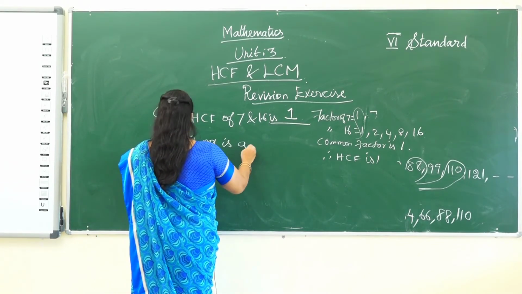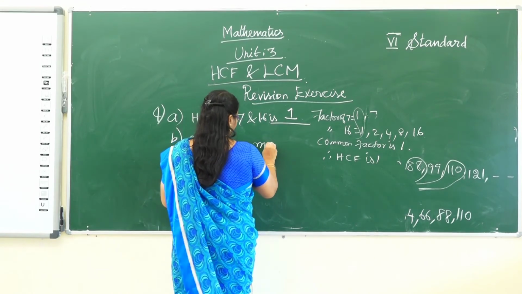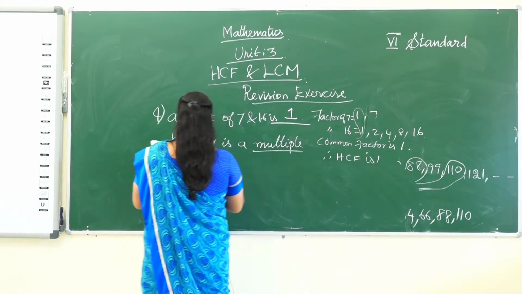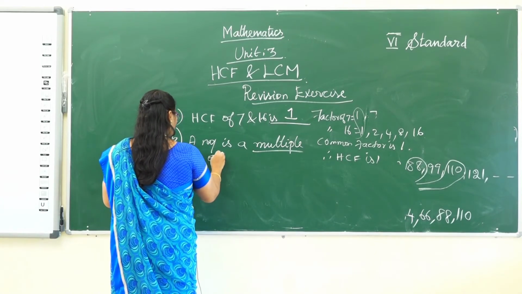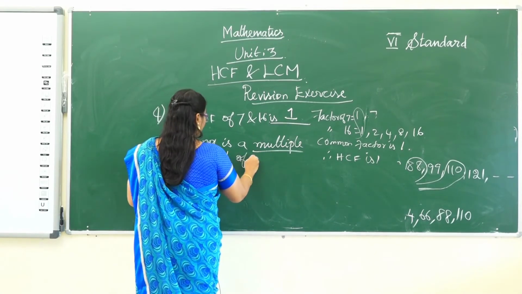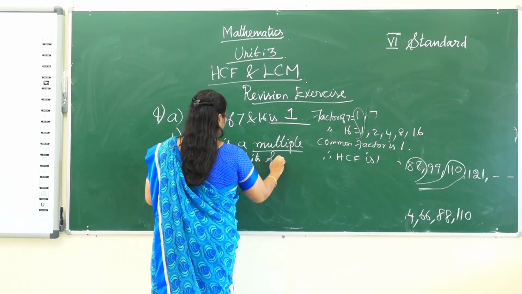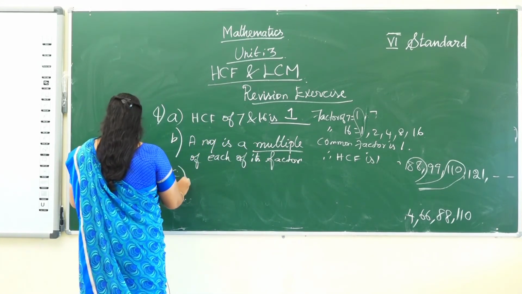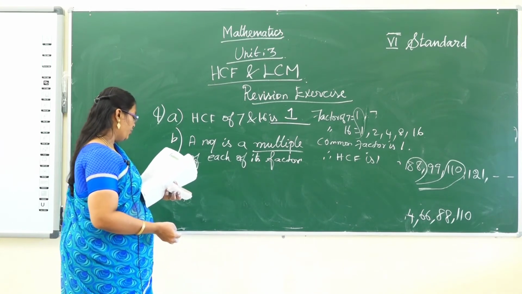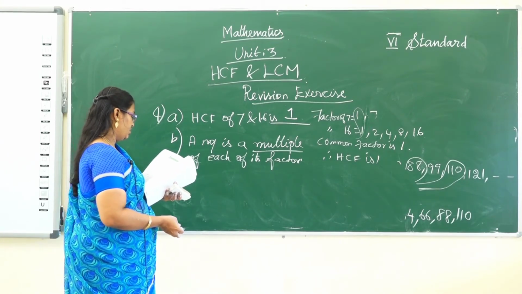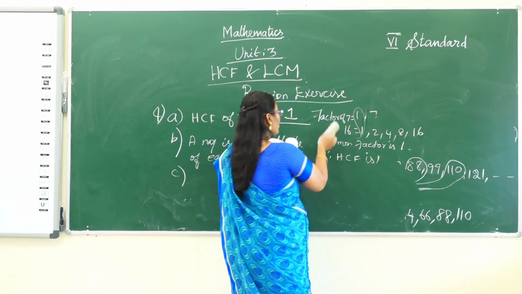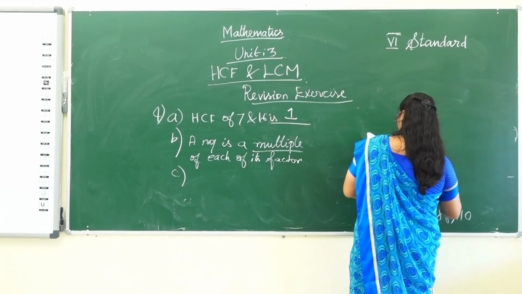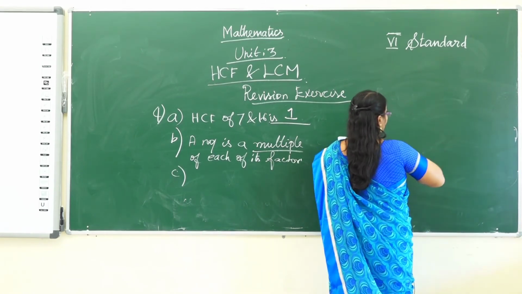A number is a multiple of each of its factors. Okay, and C: the LCM of 10, 15 and 20. So for LCM, write the multiples of 10, 15 and 20.